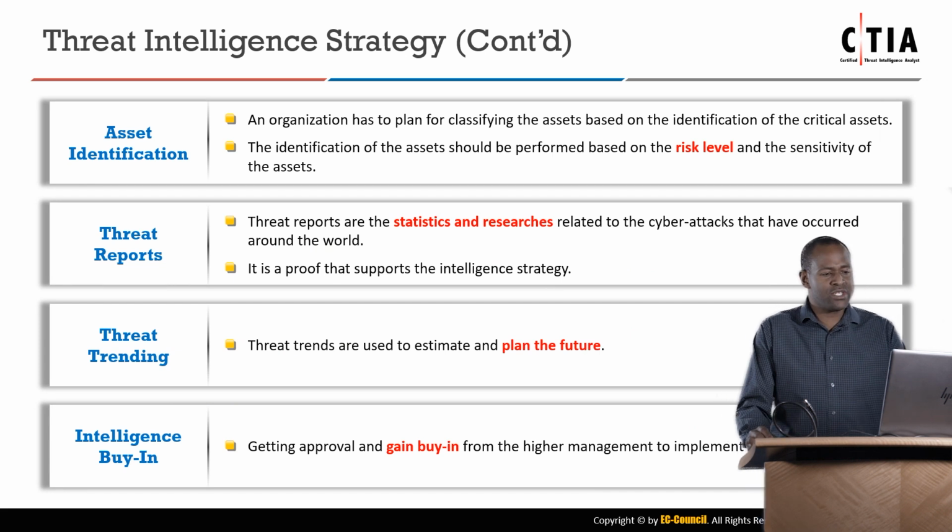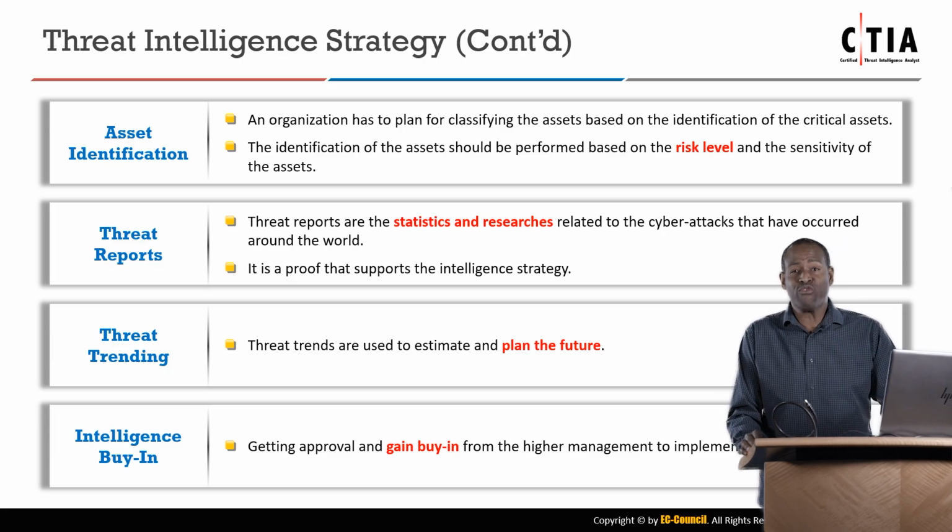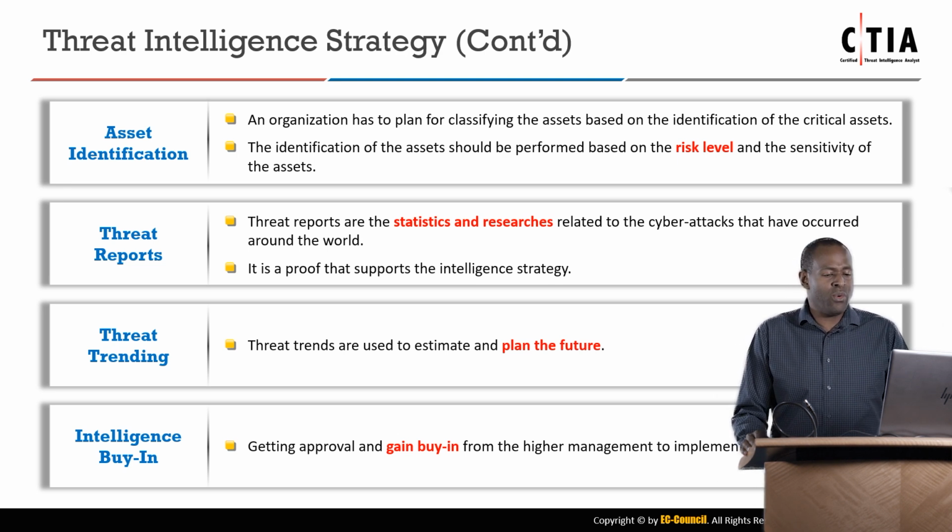Also, for threat intelligence strategy, we look at asset identification. I mentioned that earlier as it involves risk, right? So an organization has to plan for classifying the assets based upon the criticality of that asset, and then identify those, and from that criticality we can make a risk level for that asset. Threat reports. We want statistics. We want research, and we want to take that research and those statistics and put together a cogent report for all of the involved parties.